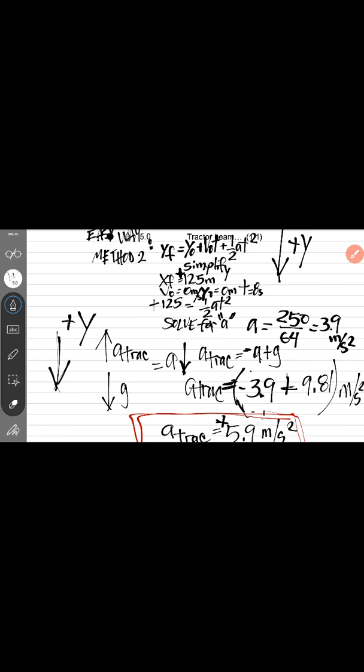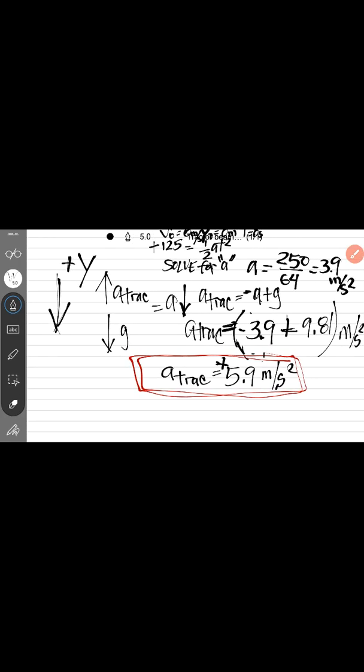Now, we plug everything in. It's minus A minus the 3.9 plus G. G is plus 9.81 because down is positive. G is going down, so it's plus 9.81. So 9.81 minus 3.9 is 5.9. And if you see here, we get a positive number. Everything's good. We assumed the correct direction of our tractor beam acceleration vector.